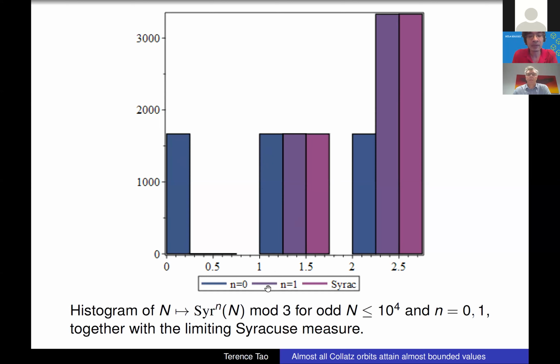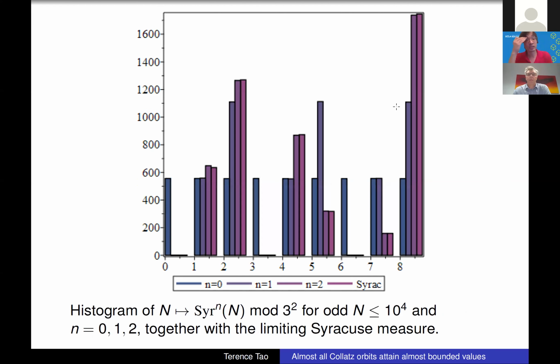But as soon as you apply even just one application of the Syracuse map, and then you bin that mod 3, there are no more numbers that are 0 mod 3. About the same number are 1 mod 3, and about twice as many become 2 mod 3. So the distribution changes from a uniform distribution to another distribution, and there's actually a theoretical distribution that it converges to. If you send 10^4 to infinity, it converges to a limiting distribution, which I call the Syracuse distribution on Z mod 3Z. And you can see there's a very good fit between the first iterate already and this limiting distribution.